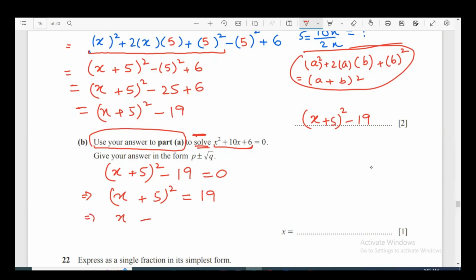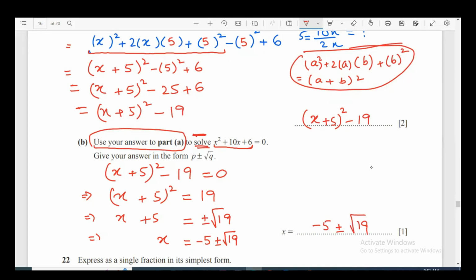When you shift the square to the right side, it will be plus minus square root of 19. So the value of x will be, no need to write parenthesis here, sorry. Remove the parenthesis because I have shifted the square to the right side. So the value of x will be minus 5 plus minus square root of 19. So I'm going to write in the answer space minus 5 plus minus root 19 as the final answer here.